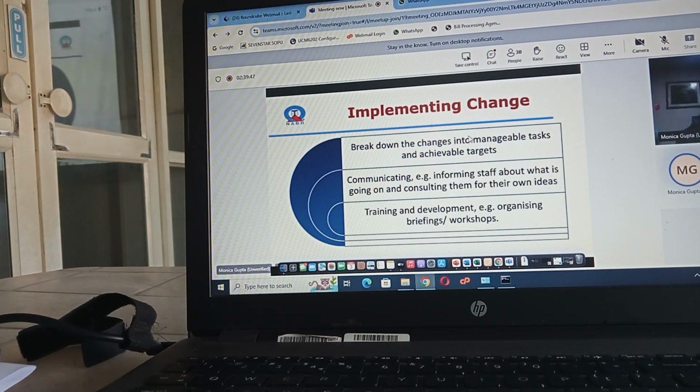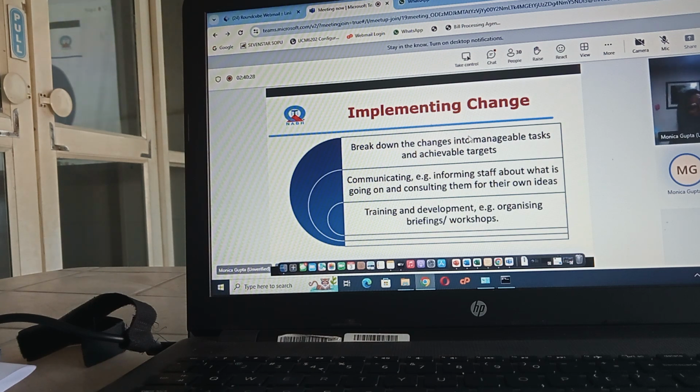Now, we must break down the change into manageable tasks and achievable targets, because if you've done a fishbowl, you need to bring in some 15-20 things. But if you start doing everything together, it will become next to impossible to implement change. Identify the most important ones and the ones that will have a higher impact, and start working on those. Must inform the staff about what is going on and consult them for their own ideas, because the best solutions are always lying with the grassroots worker who's engaged in the activity day in and day out. They should always be involved whenever we want to make a change, because the suggestions are really good.